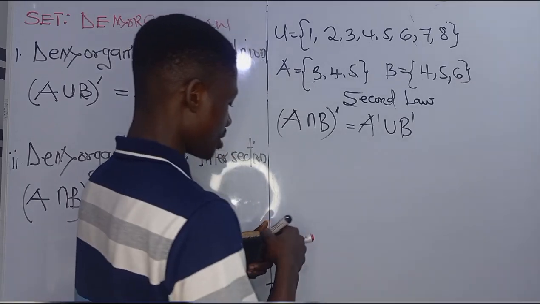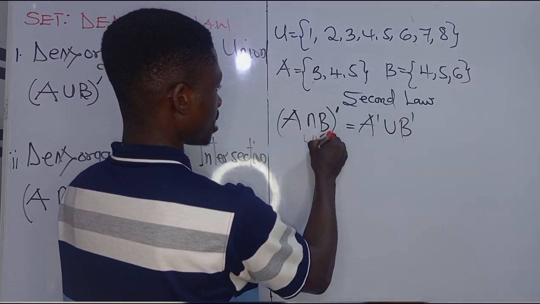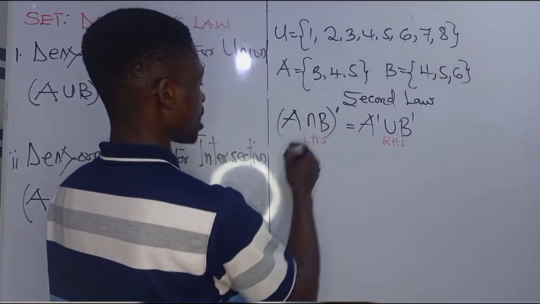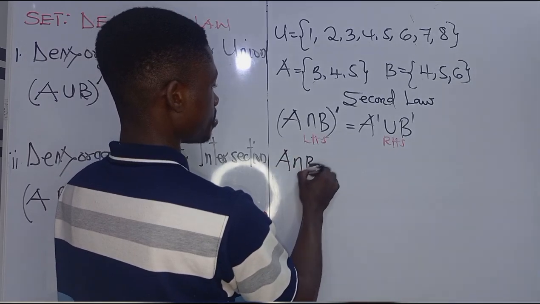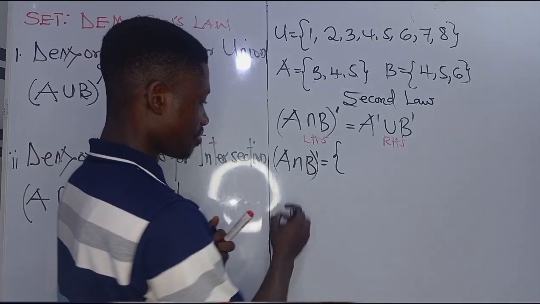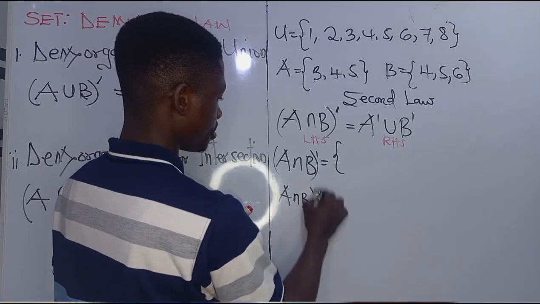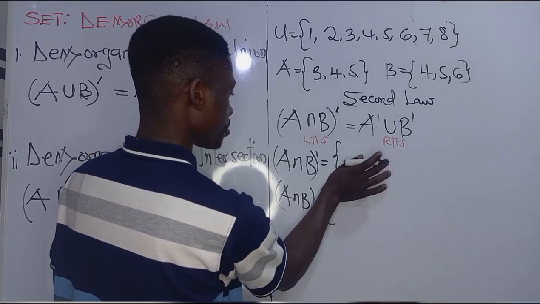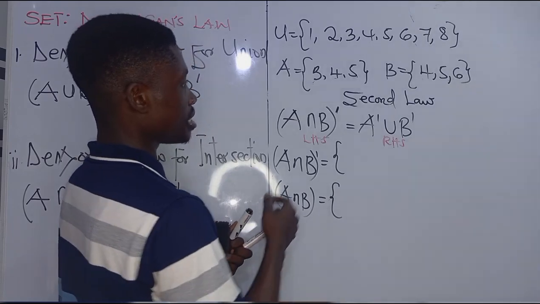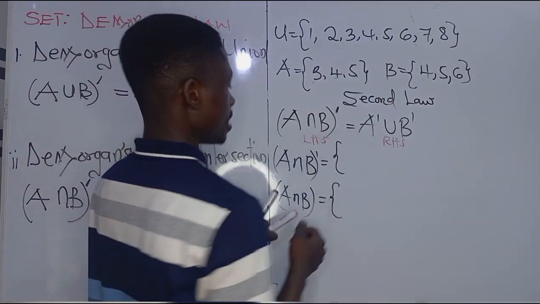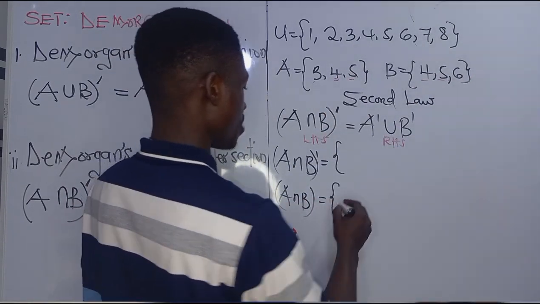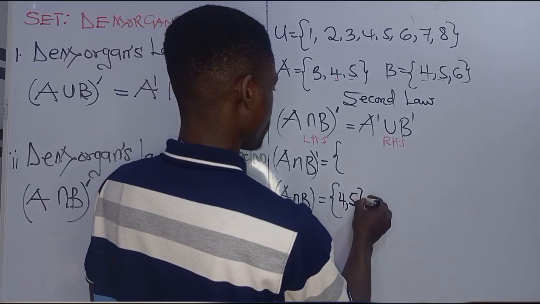So what we are going to do is that we are going to start with the left hand side before we move on to the right hand side. So with the left hand side, we have A intersection B complement. But before that, we have to find A intersection B. So it means we are going to look for all those elements that are common to set A and then set B. And we are having 4 and then 5. So we have 4 and then 5.